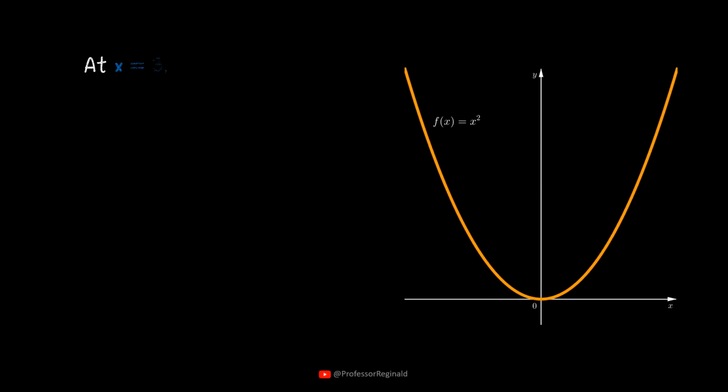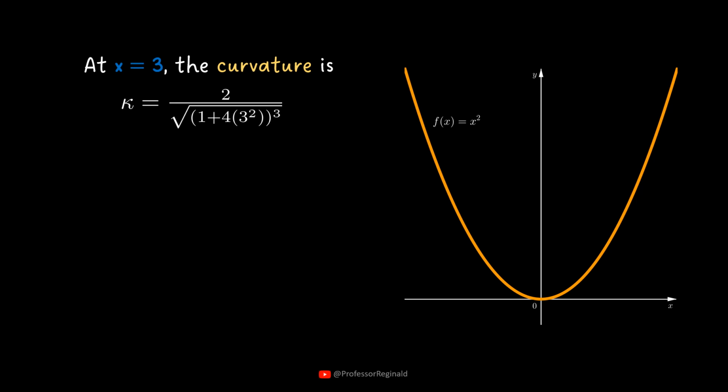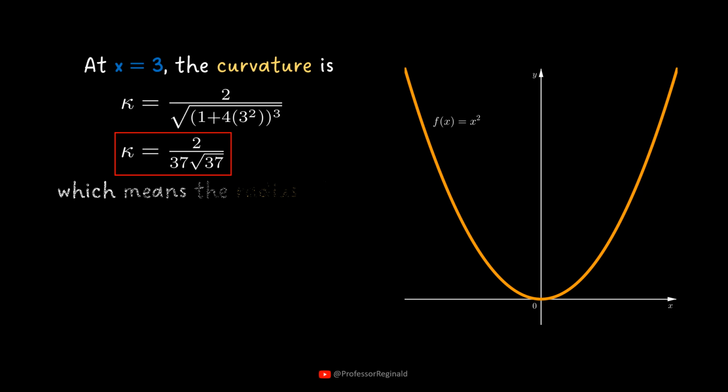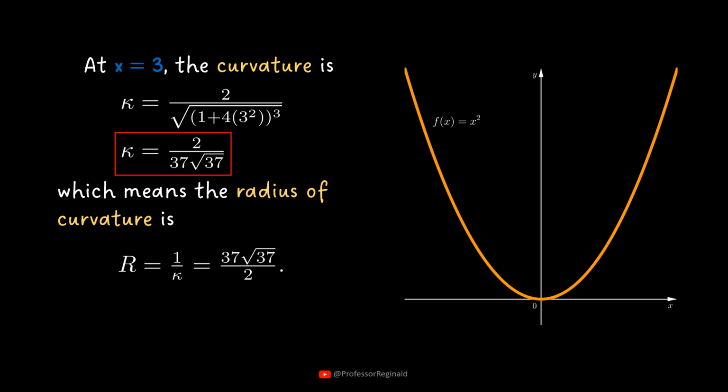At x equals 3, the curvature is equal to 2 over 37 times the square root of 37, which means the radius of curvature is 37 times the square root of 37 all over 2. The figure on the right shows the radius of curvature of f at x equals 3 is equal to 37 square root of 37 over 2.